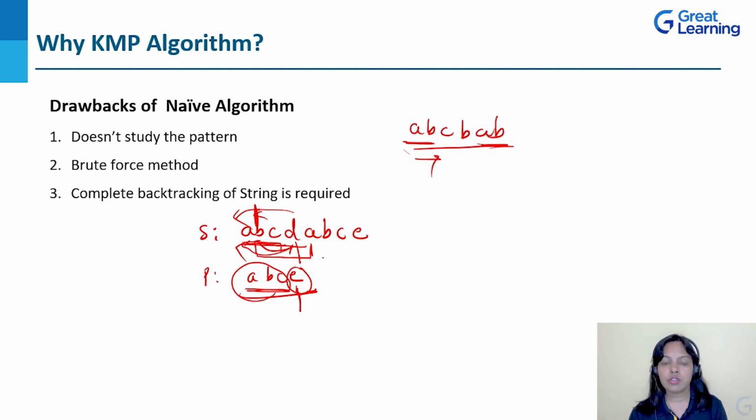If i is pointing to the string and j is pointing to the pattern, then both of these pointers have to be backtracked again and again in the case of the Naive algorithm. So this is one of the very crucial drawbacks of the Naive algorithm, which leads us to the invention of various new algorithms used for pattern matching.